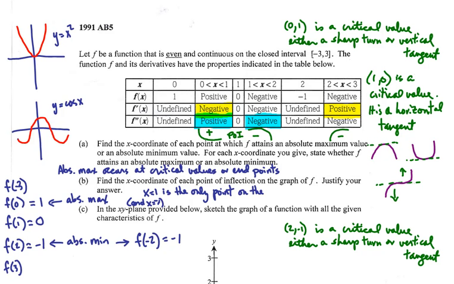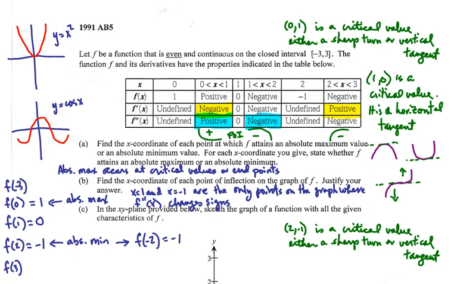Now I do catch myself, remember that because this is an even function, it is reflected over the y-axis. And so x equals 1 and x equals negative 1 are the only points. So I rewrite that: x equals 1 and x equals negative 1 are the only points on the graph where f double prime of x changes sign. And so that's a sufficient answer for B.